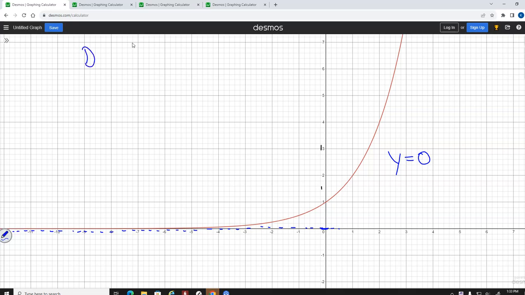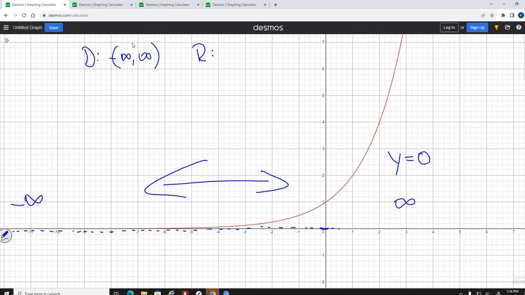Now, we are asked what is a domain and what is range. Okay, domain is going to be freely going left to right because we do not have anything stopping it, so there's no asymptote. So we can go from left to right, from negative infinity to positive infinity. So we can say that our domain is negative infinity to positive infinity, or you can say that this is all real numbers.